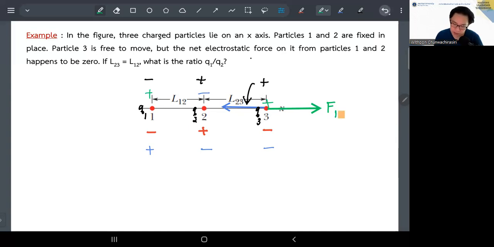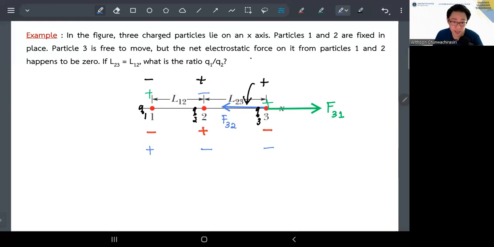Or here, this is where the confusion might creep in. I can write it like this. This is a force on 3 due to 1. So I put it as an F31. Okay, and I can do the same notation over here. I can say this is an F3 due to the charge number 2. So I put it as an F32.